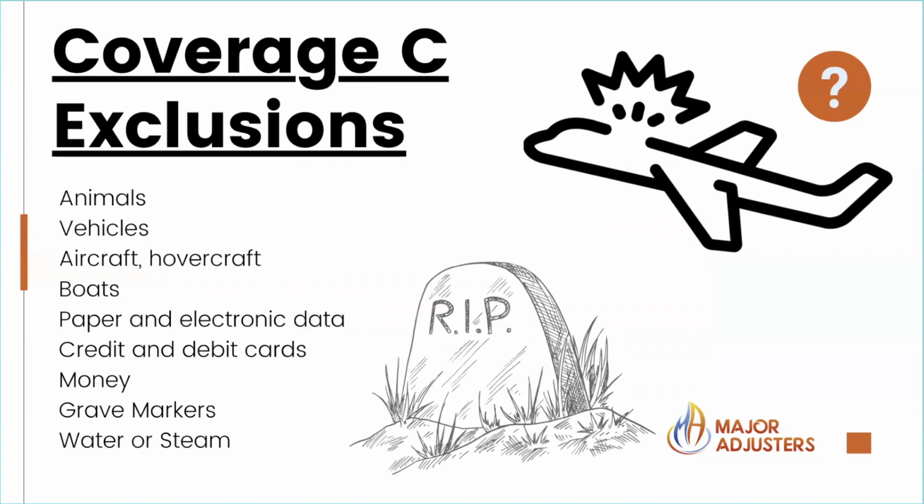Now, here are some exclusions from property: your animals, aircraft, vehicles, boats, paper and electronic data. Sometimes they can consider even your computer as electronic data. You also have credit cards and debit cards, money up to a certain point. There is a certain amount that you can get, and when you have a public adjuster, they assist you with that. Grave markers, because they're on land, are not covered. And then water or steam. So if you have some type of water feature, the water wouldn't be covered, streams wouldn't be covered.